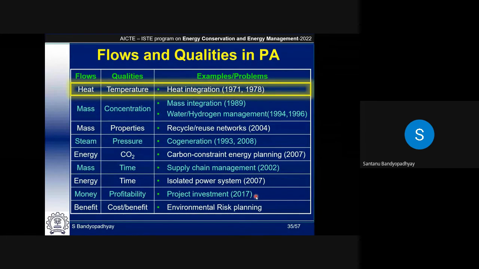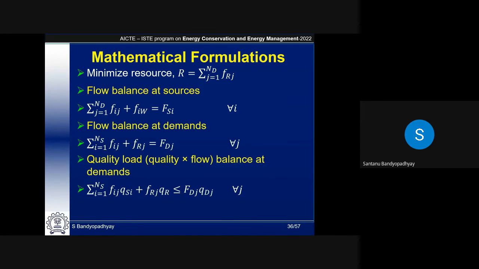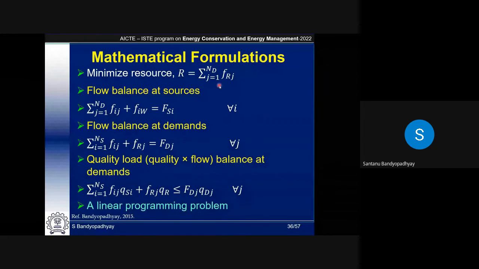And we essentially talk about the heat and temperature, that is the heat integration approach, because that's primarily from energy conservation. But nowadays, we are not just talking about energy conservation, we are talking about all other resources. Can we save them? Can we conserve those resources? So mathematically, if you look at it, this is the linear programming problem that we are basically solving through pinch, where all these F's are the flows. This is the flow balance for every source, flow balance for every demand, and these are the quality constraints for every demand. So we are basically minimizing resource subject to these three constraints, and an additional constraint is F cannot be negative. All the flows are positive.